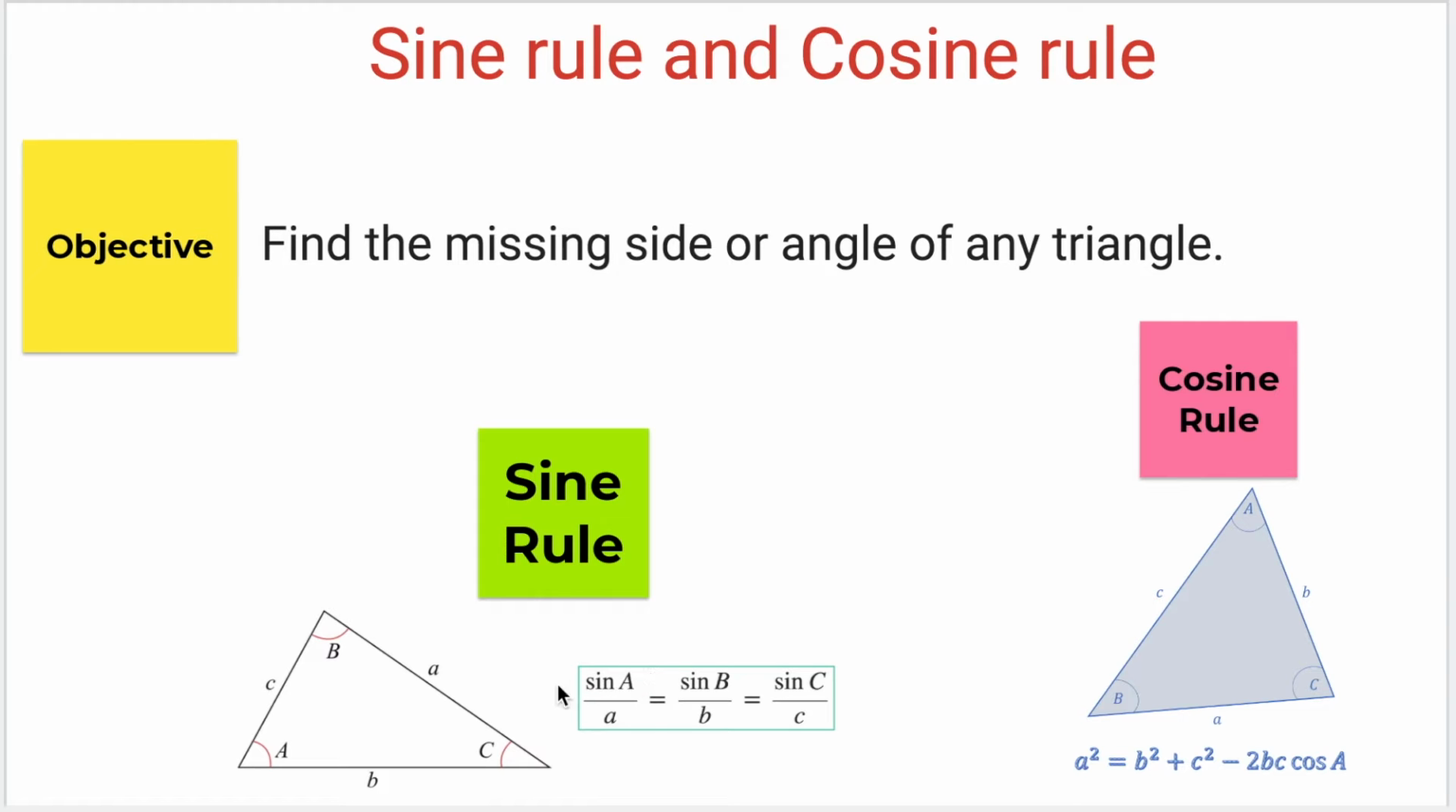Sine of A divided by the side that is opposite angle A is equal to sine of angle B divided by the side b that is across from the angle B. So if you have ratios like this, that's the sine rule. The cosine rule is a little bit longer. You have a squared, the side a squared, is equal to the side b squared plus c squared minus 2 times side b times c times the cosine of angle A. So these are the two rules and I'm going to explain how to use both rules.